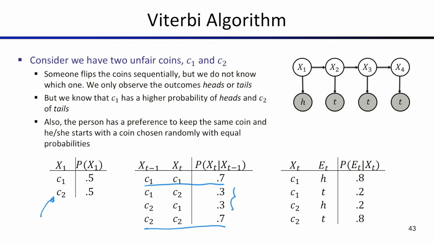And the outcomes are like this. If you have the coin C1, it has a higher probability of heads than tails. And if you have the coin C2, it has a higher probability of tails than heads. And let's see how we can compute the algorithm with this example.